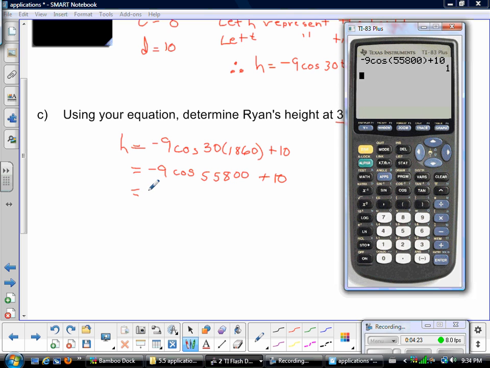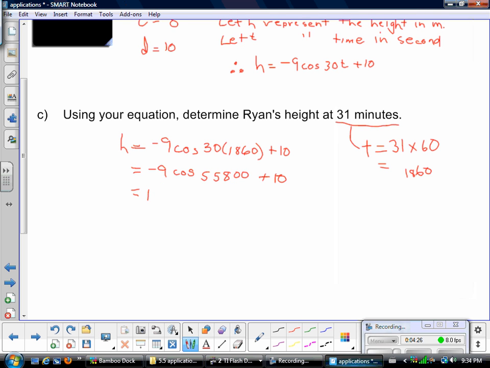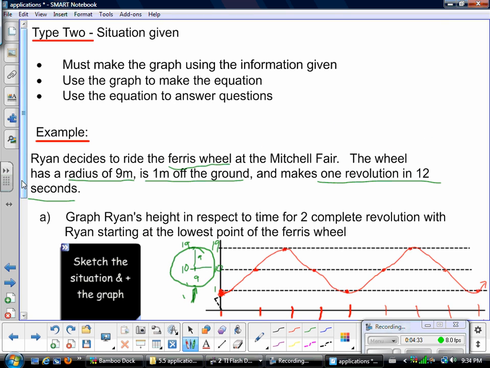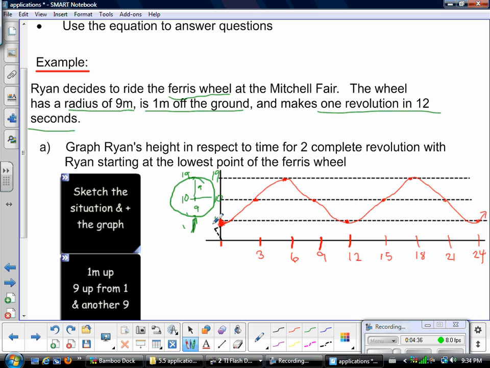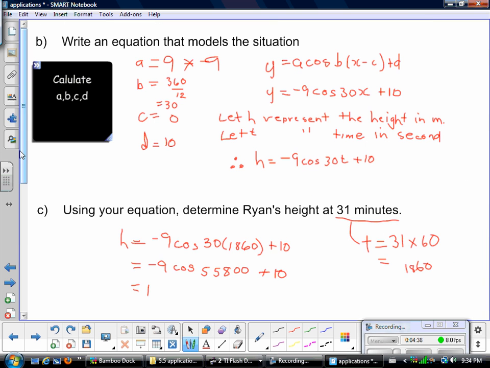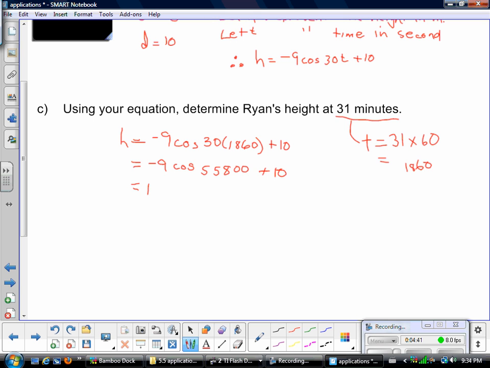And we're at 1. So this means that Ryan is 1 meter above the ground, which means if we think of our graph, where is he? 1 meter above the ground? Well, he's at the lowest point. So maybe at this point he could jump off and not hurt himself. So therefore, Ryan would be 1 meter above the ground.